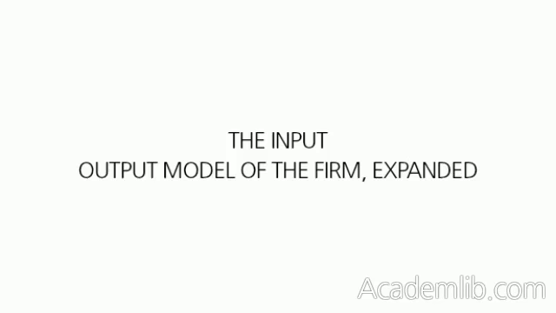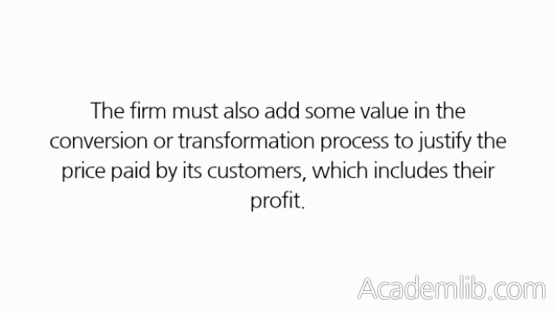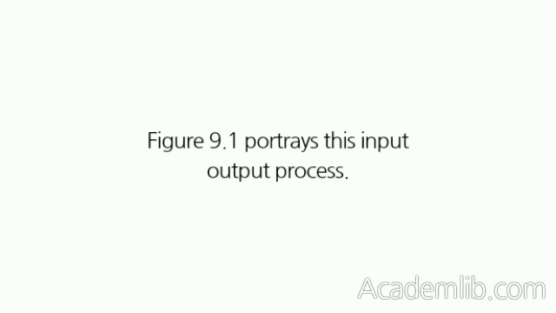The input-output model of the firm, expanded. A simple model of the single firm would require an estimation of its outputs so that the firm can establish the capacities necessary and the inputs required to produce and provide the contemplated outputs. The firm must also add some value in the conversion or transformation process to justify the price paid by its customers, which includes their profit. Figure 9.1 portrays this input-output process.